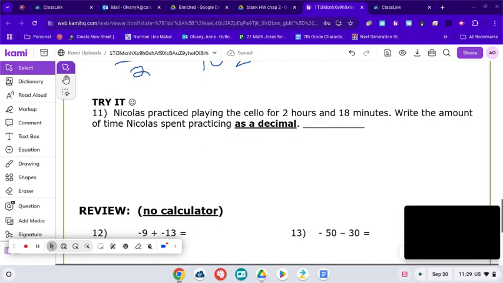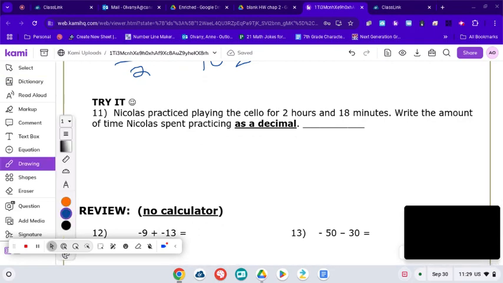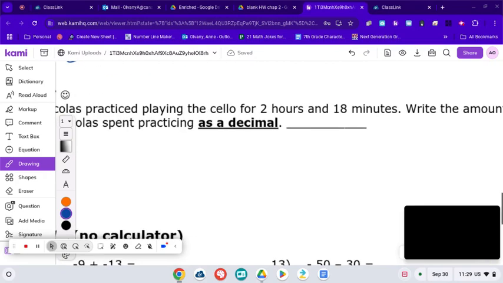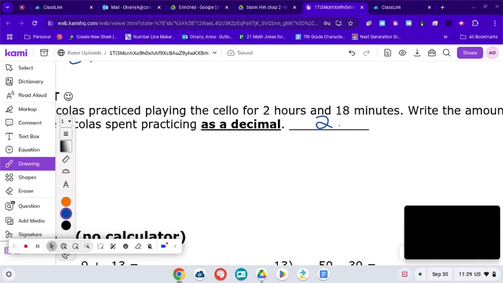This one is the most difficult one. Nikolai practiced playing the cello for 2 hours and 18 minutes. Write the time he spent practicing as a decimal. A lot of kids write 2.18. Let's think about that for a minute. What's this space called? That's the tenths. This space is the hundredths. Is that 2 hours and 18 out of 100 minutes?